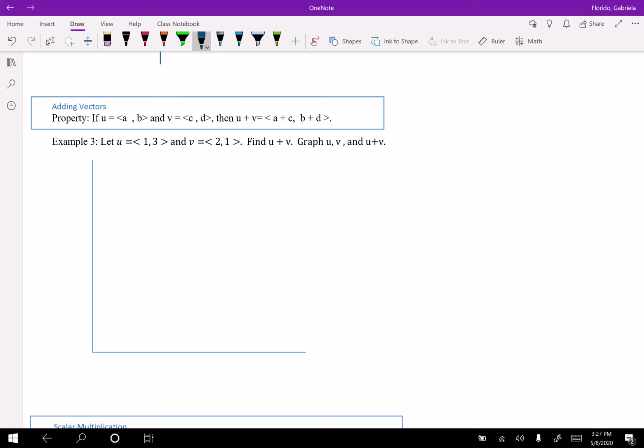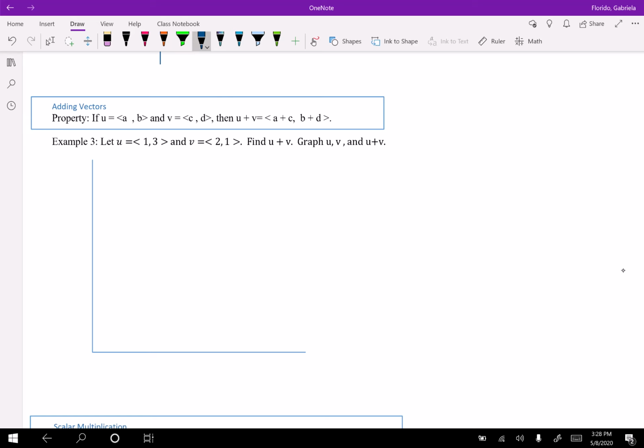So let me just make this property clear by doing the example below. So let vector u equal 1 comma 3 and vector v equal 2 comma 1. Find u plus v. Then we're going to actually do this graphically, because I want to show you guys the graphical representation of u plus v. And so let's find it first.